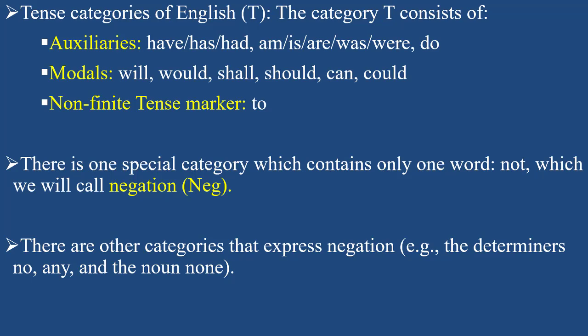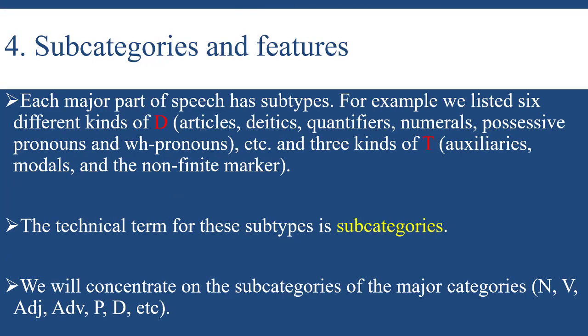And then there is one special category which contains only one word, not, which we will call negation. Negation in English has not. There are other categories that express negation: the determiners no, any, and the noun none. So these also express negation, but they are determiners. All right, so let's move on.